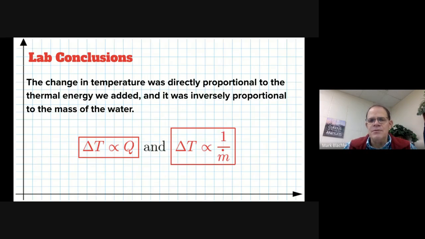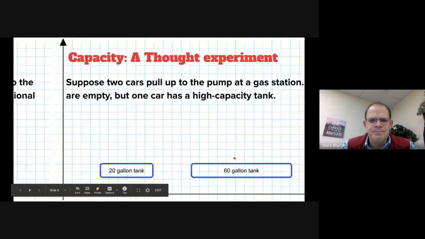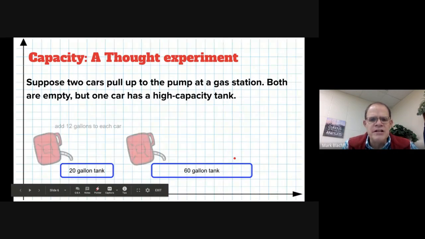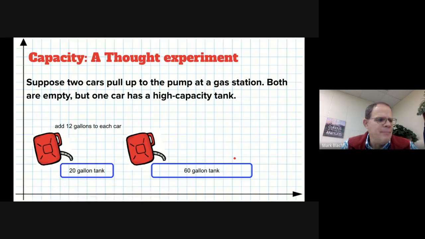Okay, so there's one more thing we're going to worry about here. Let's suppose 2 cars pull up to the gas pump, and they both are on empty. Okay? So, Ozair, you got a 20-gallon tank, and all you got is 25 bucks. So all you can do is add 12 gallons.